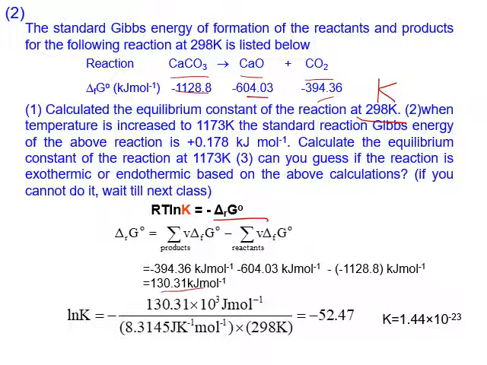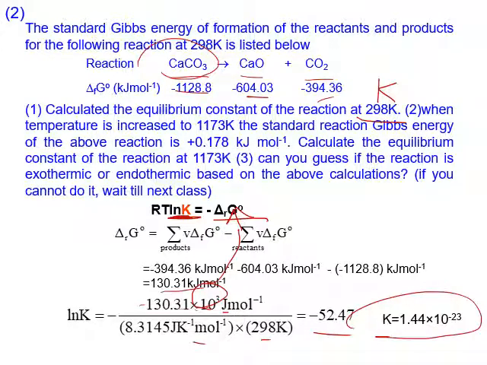So plug in the data, we get 130.31 kilojoule, and then plug into this equation. So ln K is negative delta G divided by RT. So delta G, you multiply by 10 to the third power to become joule, divided by RT, gives you ln K, and K is 1.44 times 10 to the minus 23, and that's a very small number. It means the reaction does not favor product at room temperature. So at room temperature, calcium carbonate is a stable compound that does not form the product.